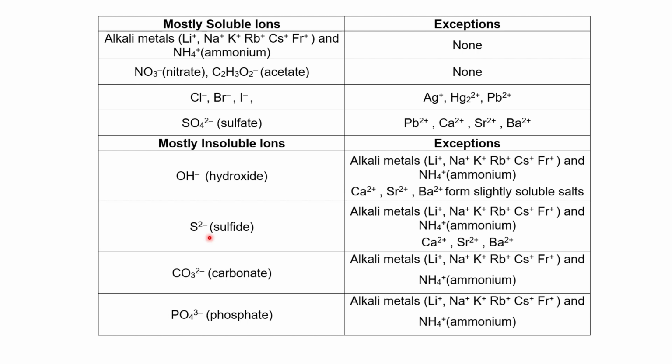Continuing on with our insoluble ions, we have sulfide right here. Again, mostly insoluble, but your exceptions, again, are going to be your alkali metals, your ammonium, and here you have your calcium, strontium, and barium. Your carbonates, again, mostly insoluble, except for your alkali metals and your ammonium. Your phosphate salts, again, same deal, mostly insoluble, except for your alkali metals and your ammonium cation.